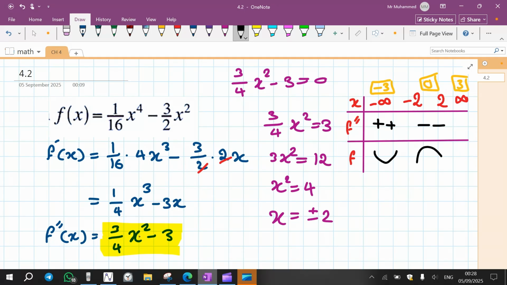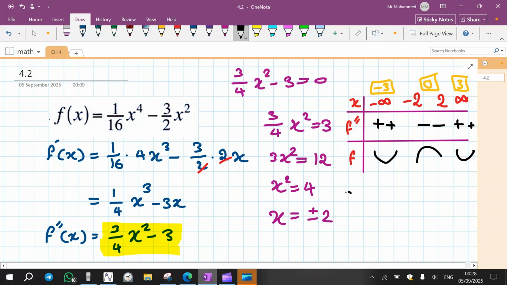If I put 3 in place of x, 3 power 2 is 9 times 3, 27 over 4. 27 over 4 is definitely more than 5. It's more than 6 as well. When we subtract it by 3, the result will be positive, and positive is concave.